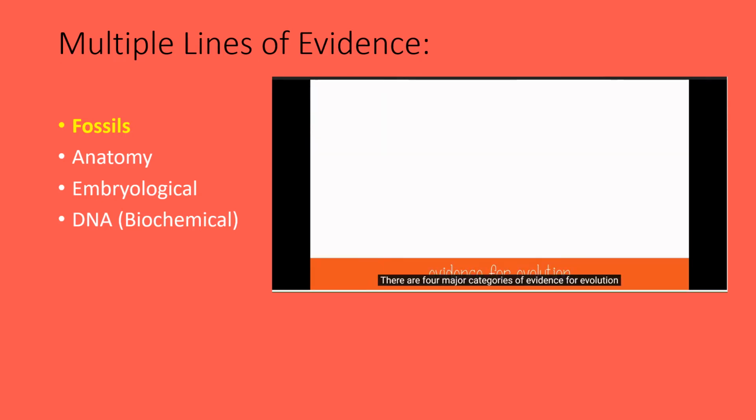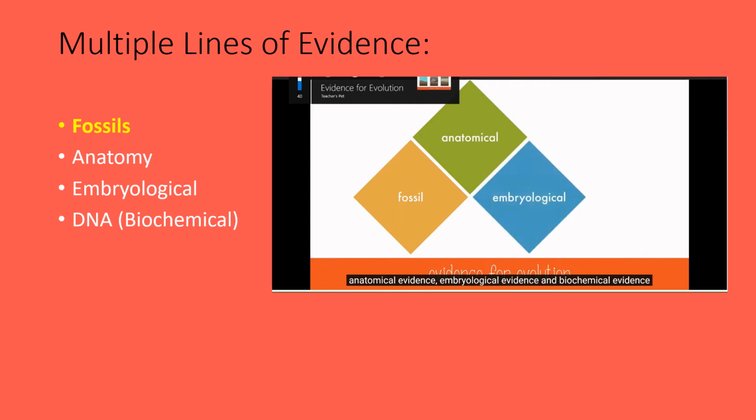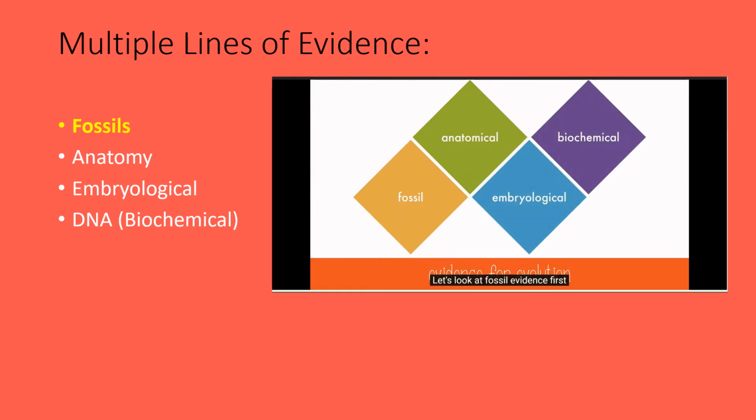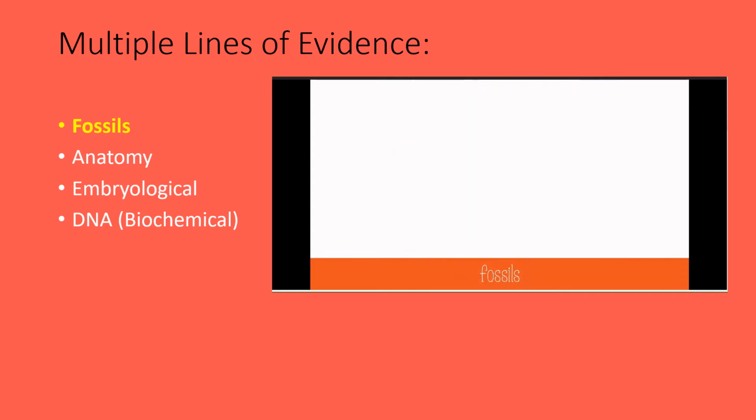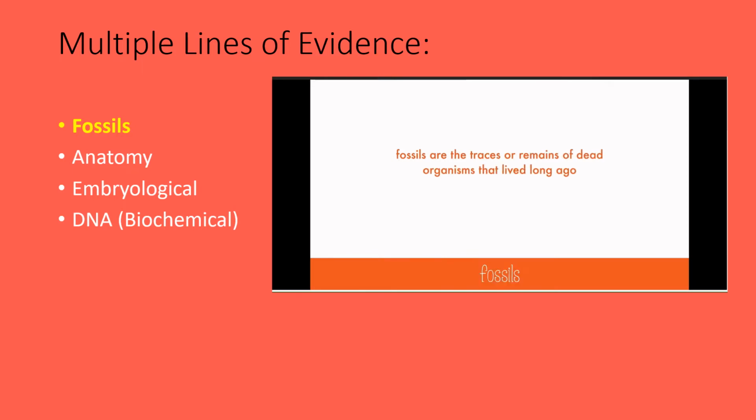There are four major categories of evidence for evolution: fossil evidence, anatomical evidence, embryological evidence, and biochemical evidence. Let's look at fossil evidence first. Fossils are often used as evidence for evolution. They're the traces or remains of dead organisms that lived long ago. Sedimentary rock contains the most fossils and is formed from mud, sand, silt, and other fine particles.